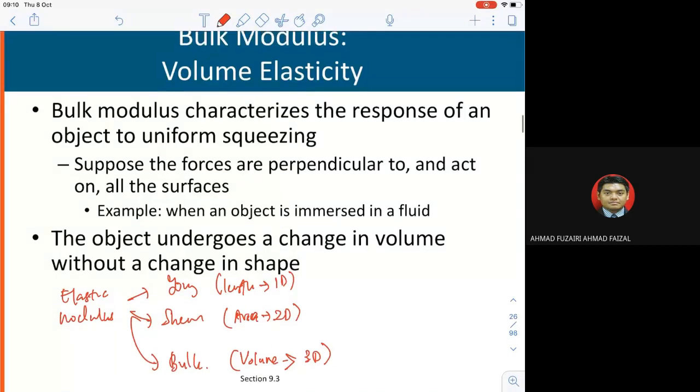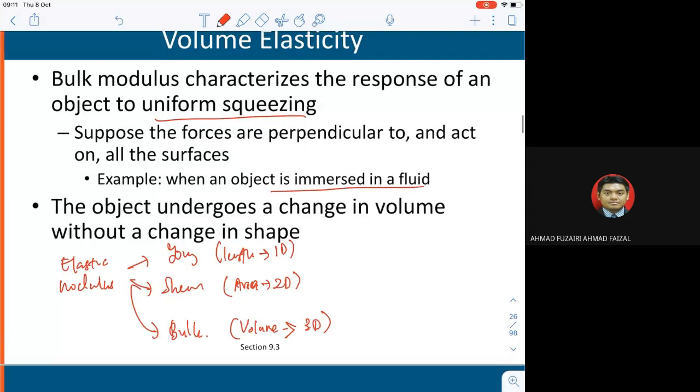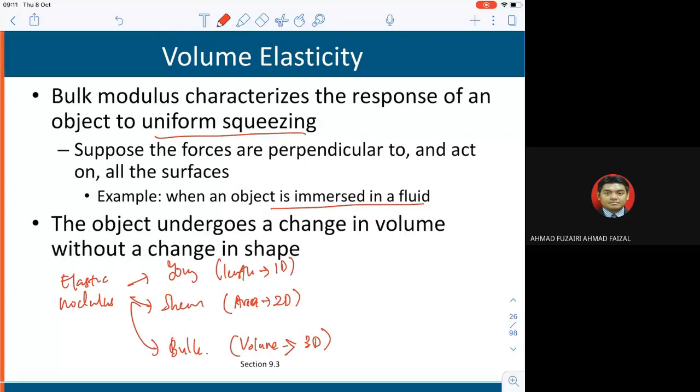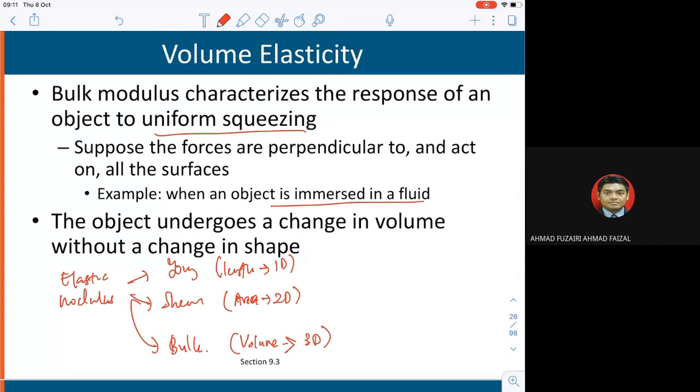Okay, let's go to bulk modulus. Bulk modulus characterizes the response of an object to a uniform squeezing. Squeezing, maksudnya kita kecutkan dia, kita cuba rapatkan dia. Suppose the forces are perpendicular to and act on the surface, especially when the object is immersed in a fluid, so the object undergoes a change in volume without change in shape. No change in shape, but change in volume.